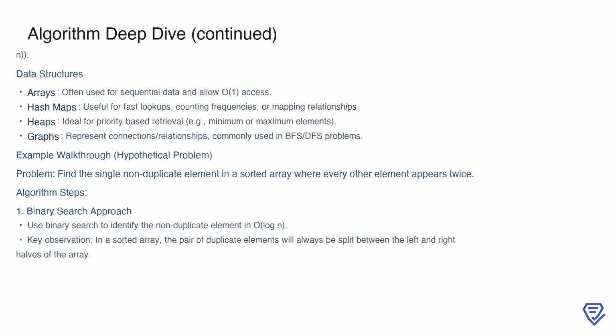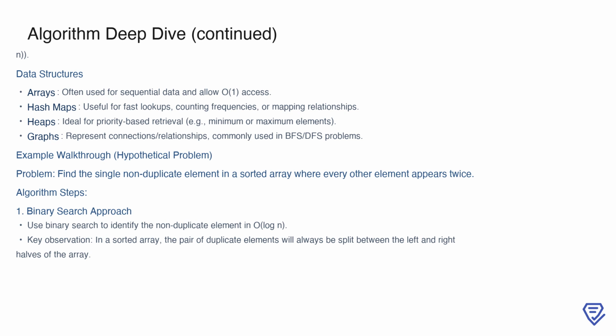To solve algorithmic problems efficiently, understanding the role of data structures is essential. Arrays, for example, are often used for sequential data and allow constant time access to elements. Hash maps are invaluable for tasks like counting frequencies or mapping relationships, as they provide fast lookups. Heaps are particularly useful for retrieving minimum or maximum elements based on priority, and graphs represent connections or relationships, making them ideal for traversal algorithms like BFS and DFS.